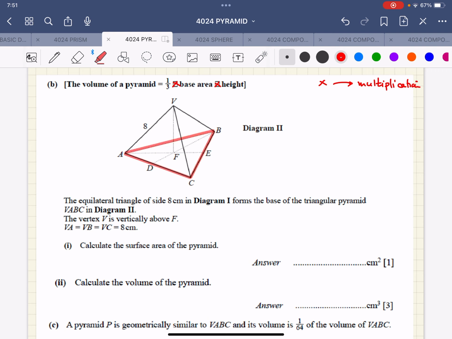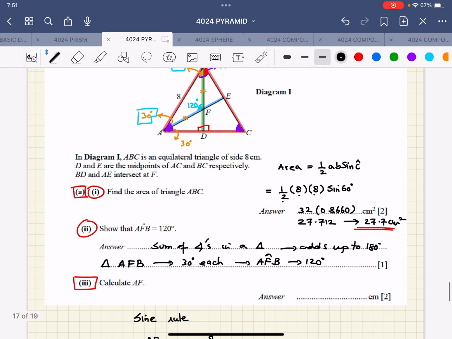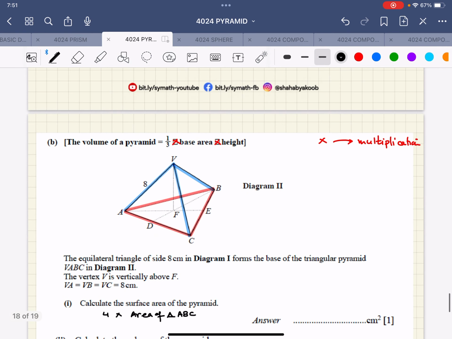That is the original triangle. And then we have this side as 8 over here. Now, if this is 8, naturally, this will also become 8. And therefore, this will also become 8. So all the four sides have the same dimension, the three sloping faces and the base. So the surface area of the pyramid is basically 4 times the area of triangle ABC. So we have 27.712 into 4. Let me multiply it out.